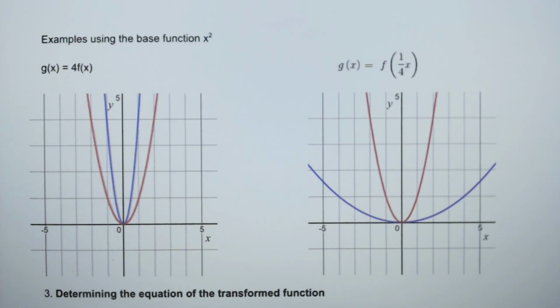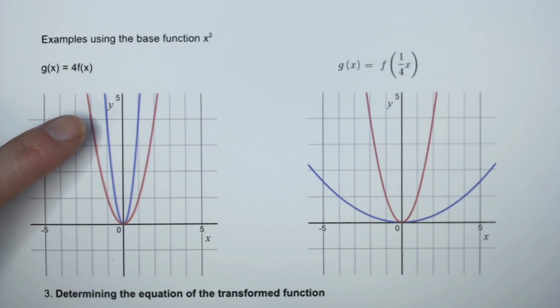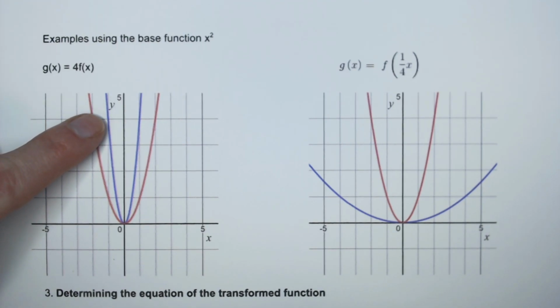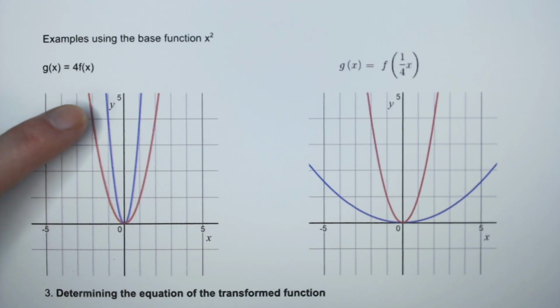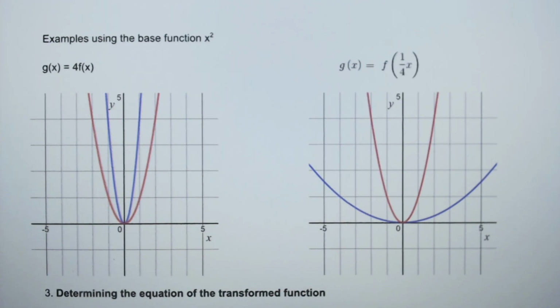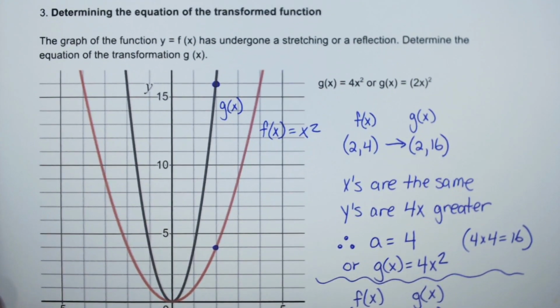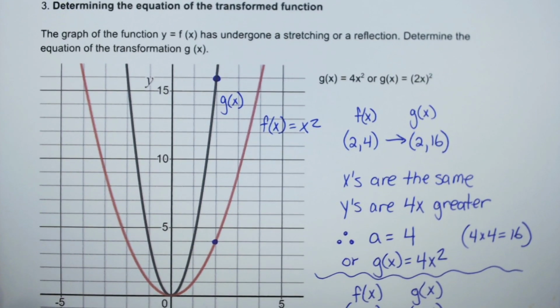Here are some examples just based on using the base function x squared. So we have g of x is equal to 4f of x, and you can see x squared is our red line there, and 4f of x our blue line, and the same thing here. Those are just some examples you can look at. Remember the content.